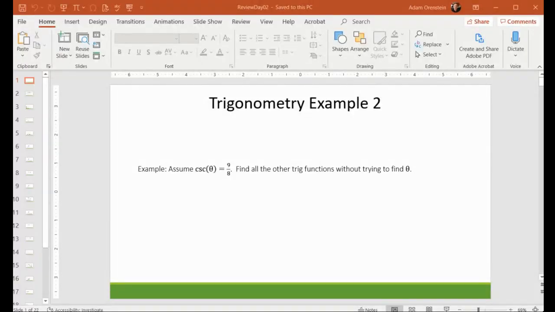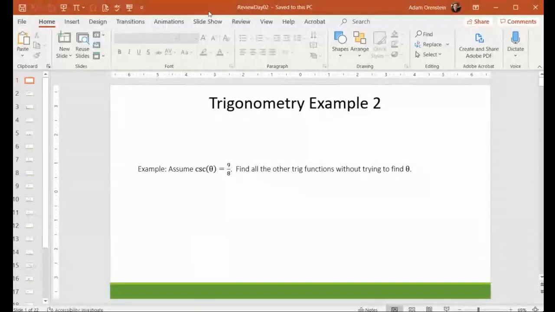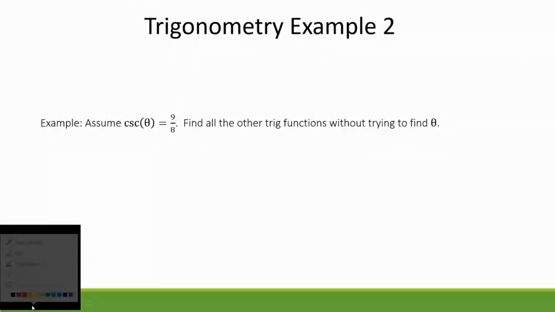So I figured it'd be good to do another trig example. With the trigonometry, remember, we did do some examples last time. In this case, again, we know a trig function at an angle. In this case, cosecant of theta. We know that that's equal to 9/8. We don't know what theta is.